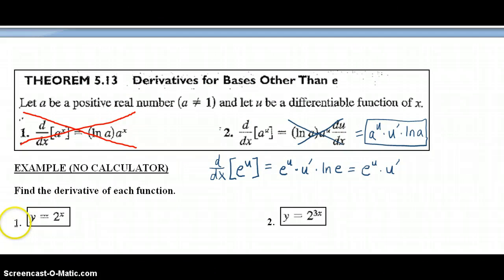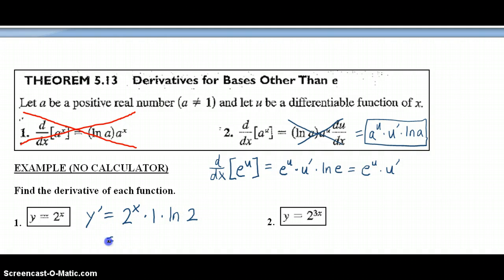Find the derivative of each function. So number one, y equals 2 to the x power. If we want to take the derivative of y equals 2 to the x power, that is a function where the base a is 2, the positive real number. So our derivative is really quite simple here. It is going to be y prime equals 2 to the x power times the derivative of x, which is just 1, times the natural log of our base, which is 2.